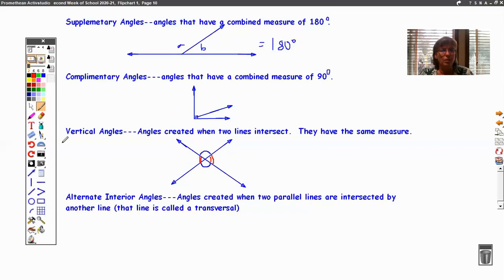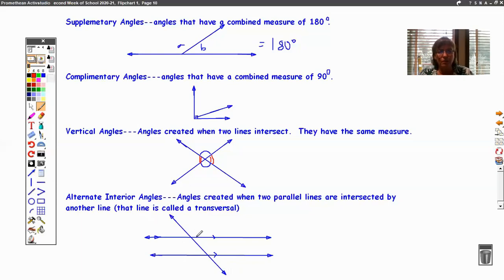And then we have alternate interior angles, and this happens when we have parallel lines. So we'll create a set of parallel lines. Parallel lines are 2 lines that run side by side and never intersect. And we use this mark to show that they are parallel. So we see that these are parallel. And then we have another line that actually intersects them. And the line that intersects them is called a transversal. And so as we have this line that intersects 2 parallel lines, it creates some interesting dynamics.